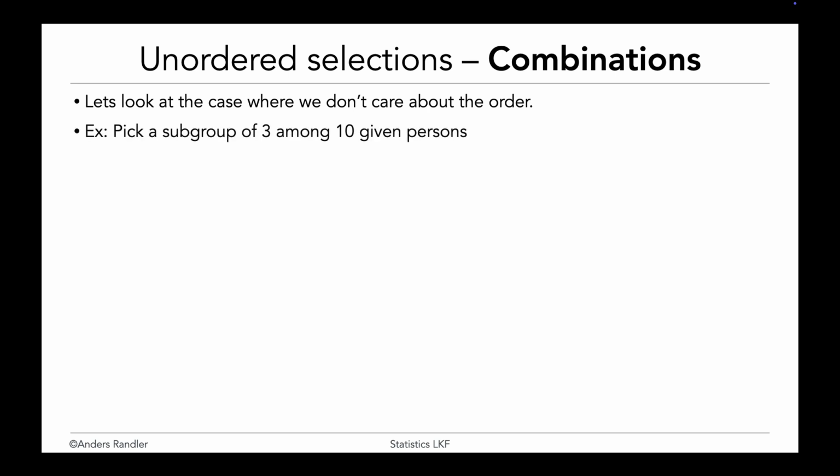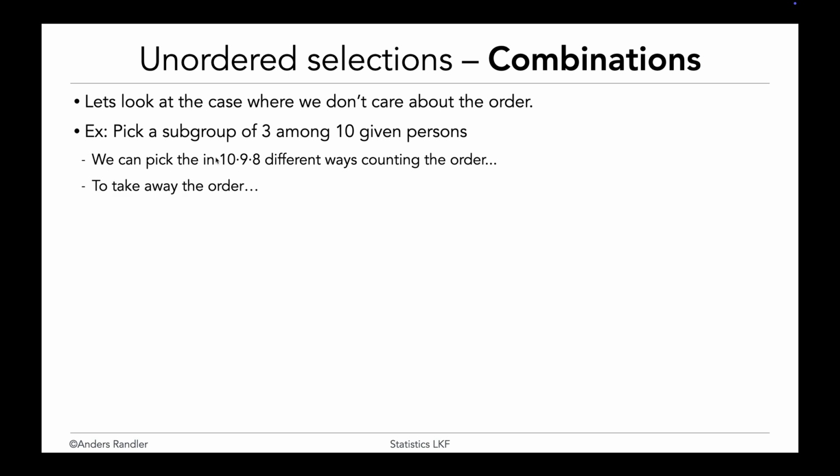So unordered selections. If we don't need to know the order between the items, the only thing we're interested in is what items we have chosen. So pick a subgroup of 3 among 10 given persons. So we can pick those 3 in 10 times 9 times 8 different ways, if we count the order. Okay, that's permutations as before.